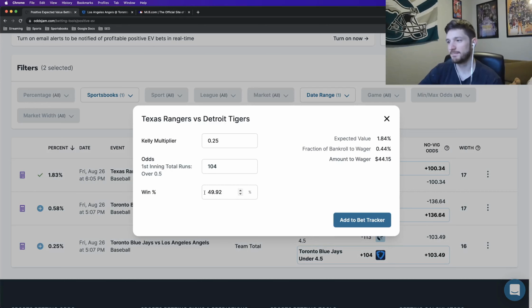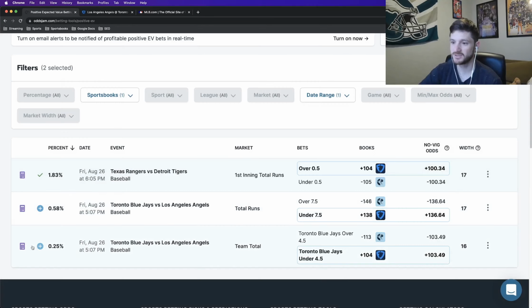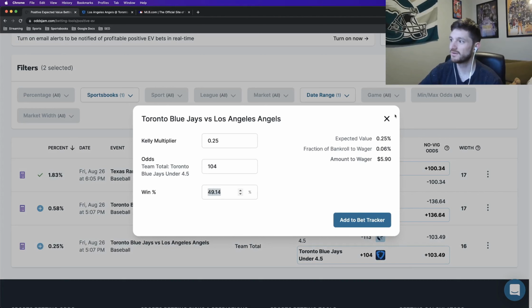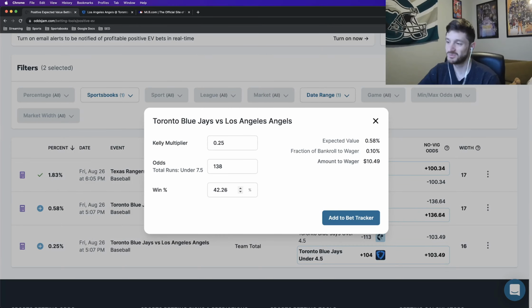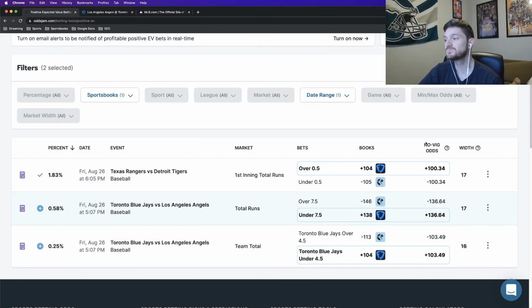So both bets have just under a 50% chance of occurring, this one at 49.92, this one at 49.14. Obviously it still gives the most likely scenarios that this parlay doesn't hit, but stacking two plays with a near 50% win percentage gives me a better chance than putting in a play with 42%. It's kind of how it works. But to talk about the math a little bit of these two plays.